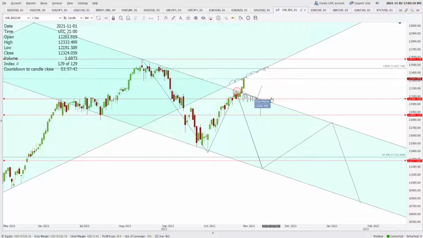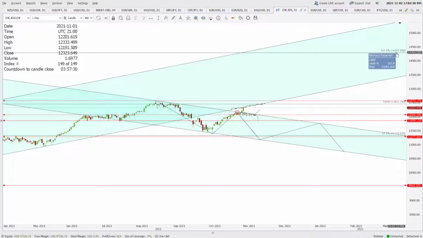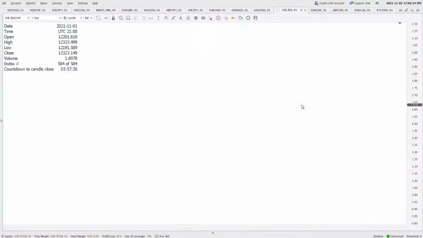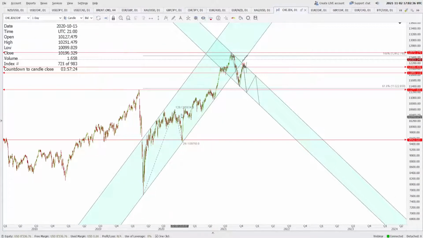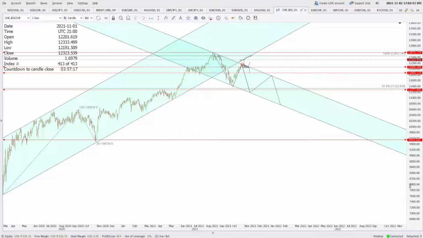If the supply overpowers the demand, then the price can revert back to 12,766 area again. But in case the demand supersedes the supply, then the price can even breach 12,572 and can test higher levels, which is 14,281, which is 161.8% expansion from this previous rise. Okay, so yeah, keep that in mind.